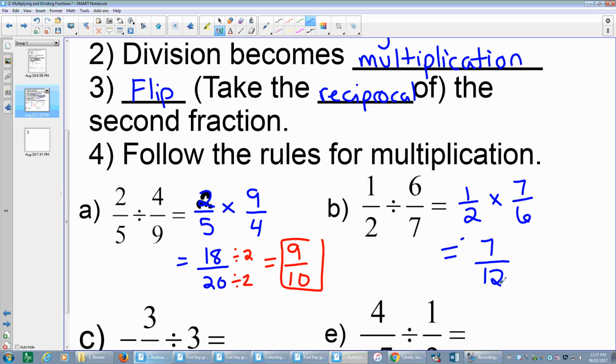I'm going to look at this. Is there a number that divides evenly into both 7 and 12? No, there is not. So that is my final answer in lowest terms.